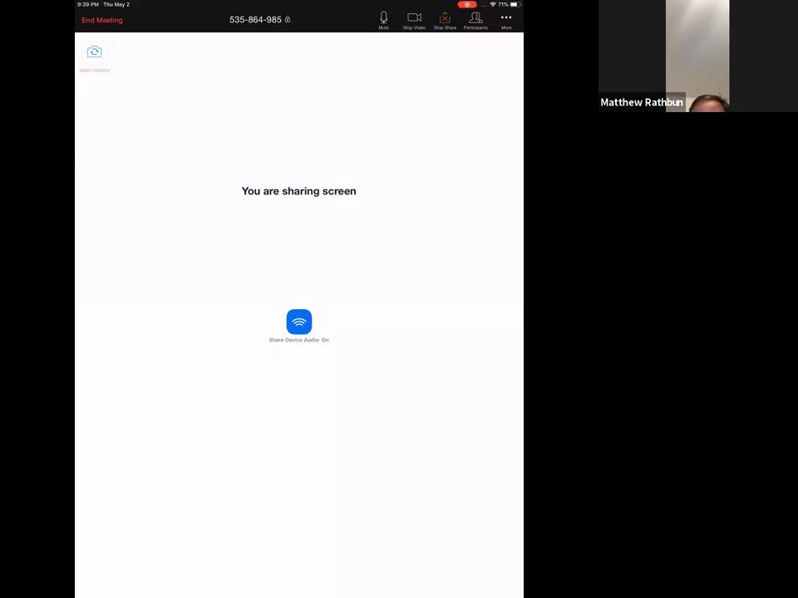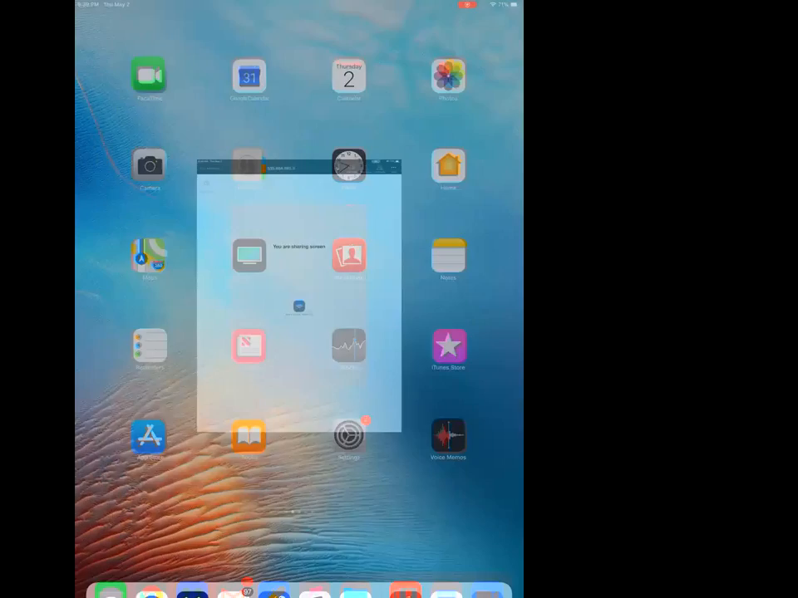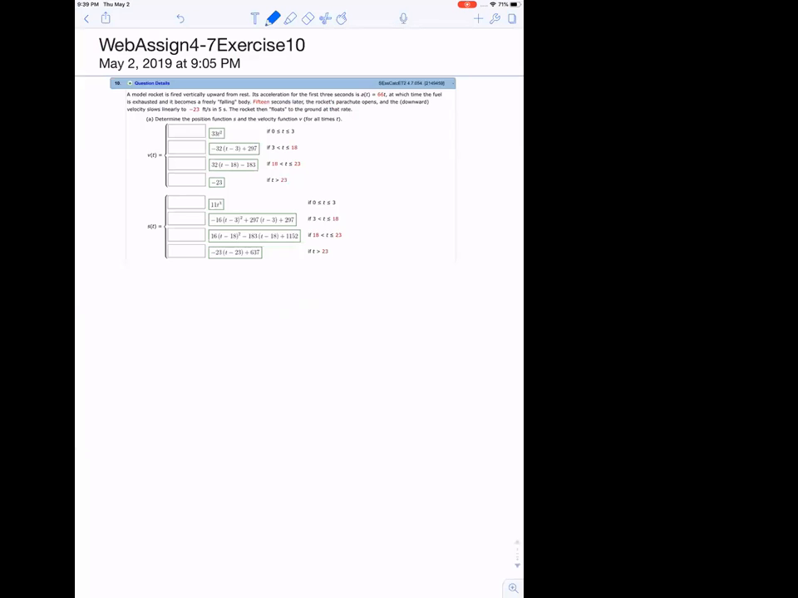Hi, everybody. I am here to give another solution requested on the forum: exercise 10 from section 4.7 from the WebAssign. So let's look at it. I got a screenshot here. There's a second part with some graphs, but I'll leave that to you to think about.